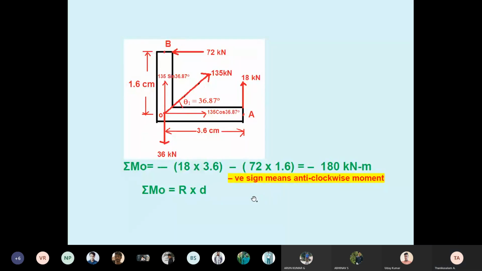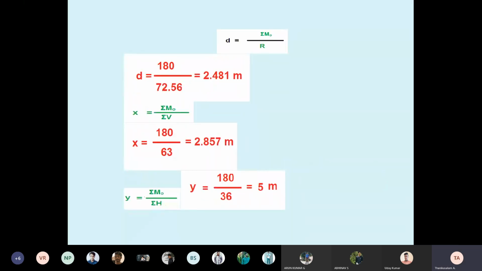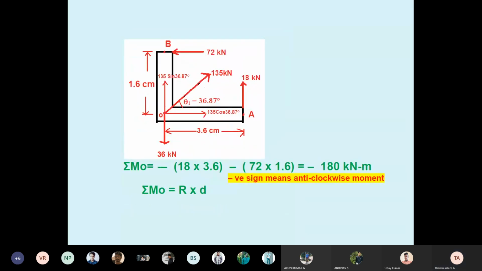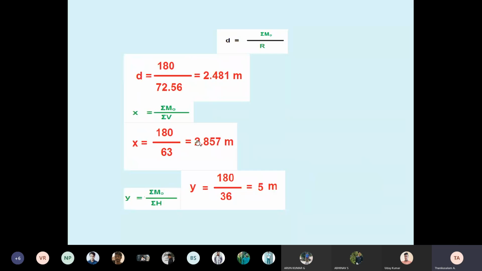into 1.6. Okay, so we know individual force moment equals resultant force moment. M naught equals R into d. Therefore d equals M naught divided by R. 180 divided by R, already calculated, the resultant, 72. Therefore I calculate the d value. Then we have the formula x equals summation M naught divided by summation V, so I put x equals 2.857. Y equals summation M naught divided by summation H, so 180 divided by 36. So I got the x value and y value.